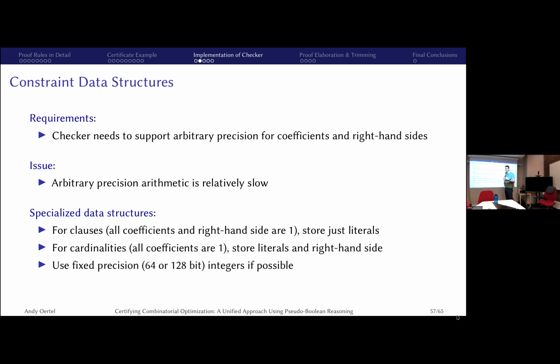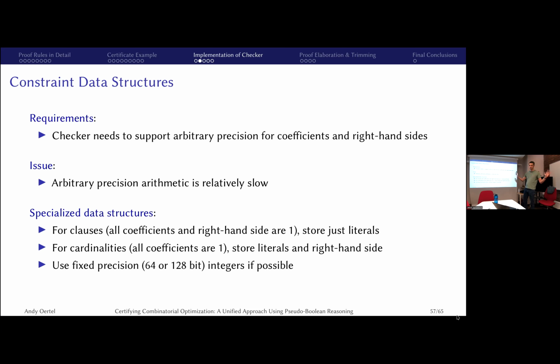For general pseudo-Boolean constraints, we try to keep the integers as small as possible. So we have specialized data structures for constraints where all coefficients and the right-hand side are represented with 64 bits, and also with 128 bits. This improves the performance significantly, because if you're always staying within 64 bits of computation, it makes no sense to use arbitrary precision, because it just slows you down.